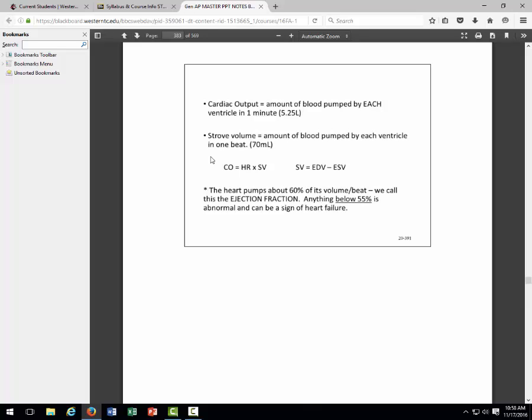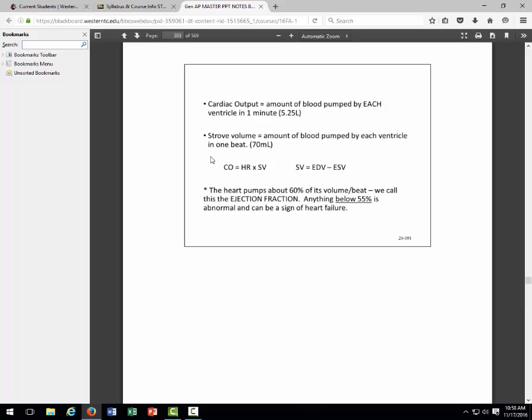If I fill up your cup, that's end systolic, right? So if I fill up your cup with 120 mils, and then you drink some of it, and you set it down, and there's only 50 mils in there. That's the end systolic volume. There's 50 mils left. How much did you drink? 70. And that's what stroke volume is. Stroke volume is we should be pumping out 70 mils of blood with every beat from each ventricle.